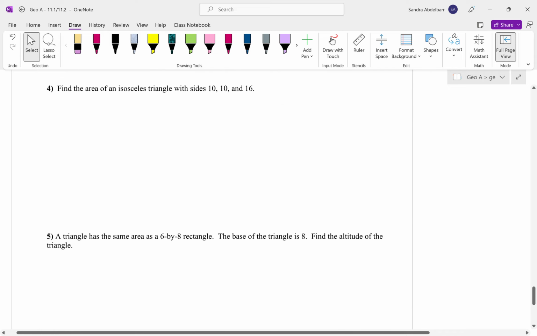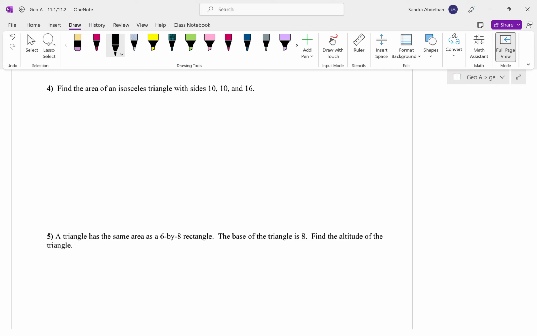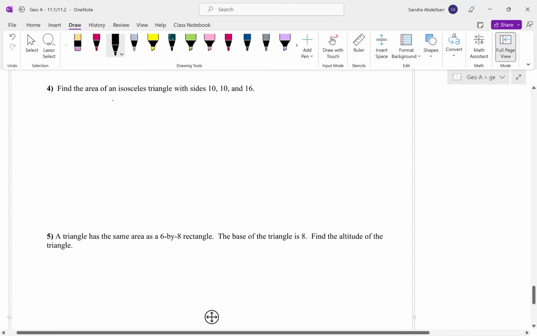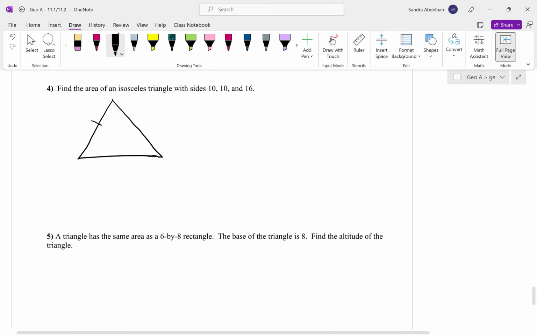Alrighty. Find the area of an isosceles triangle with sides 10, 10, and 16. So what should I draw? An isosceles triangle. What do we know about an isosceles triangle? The legs are congruent. Good. So shouldn't those be the 10s? And then they're saying the base is 16.